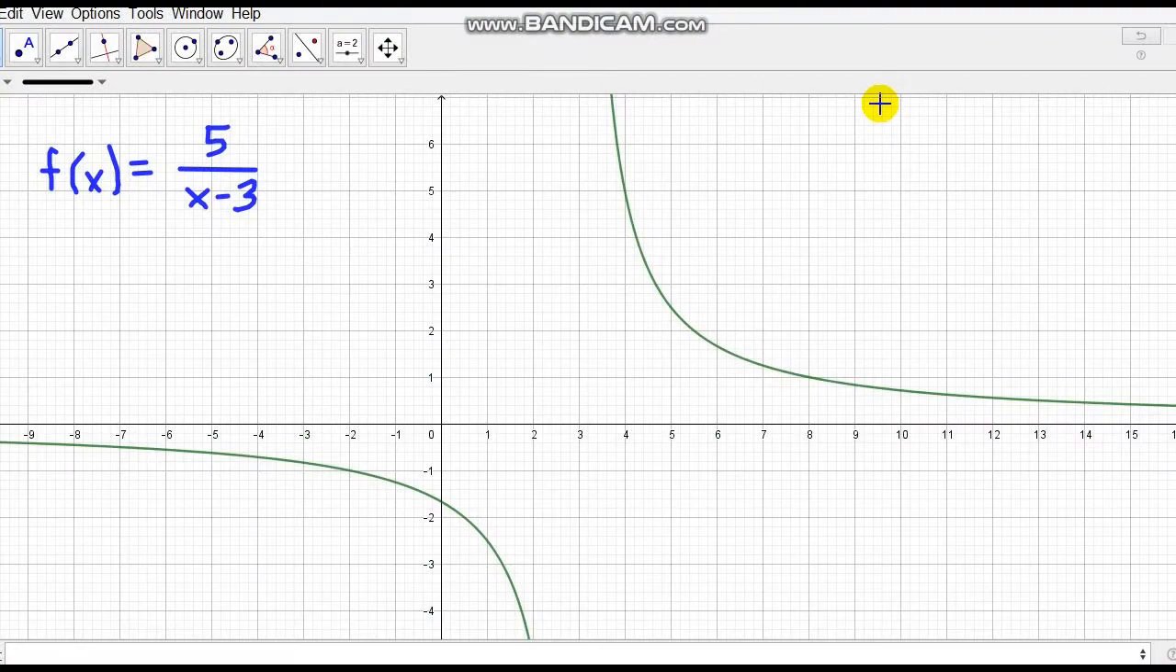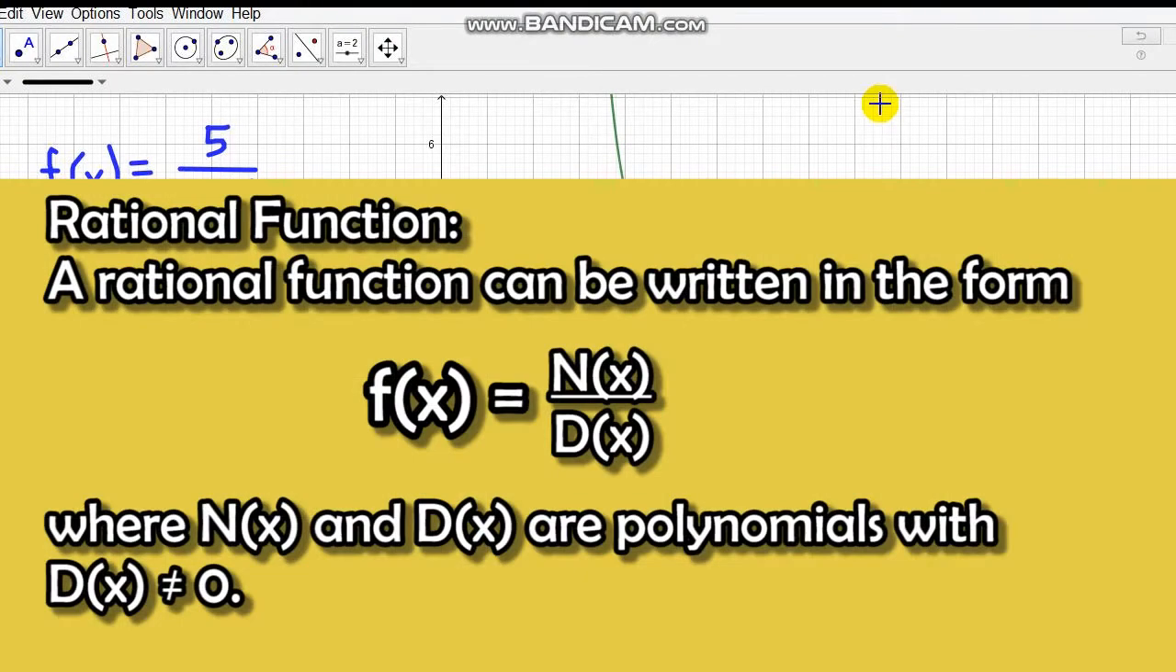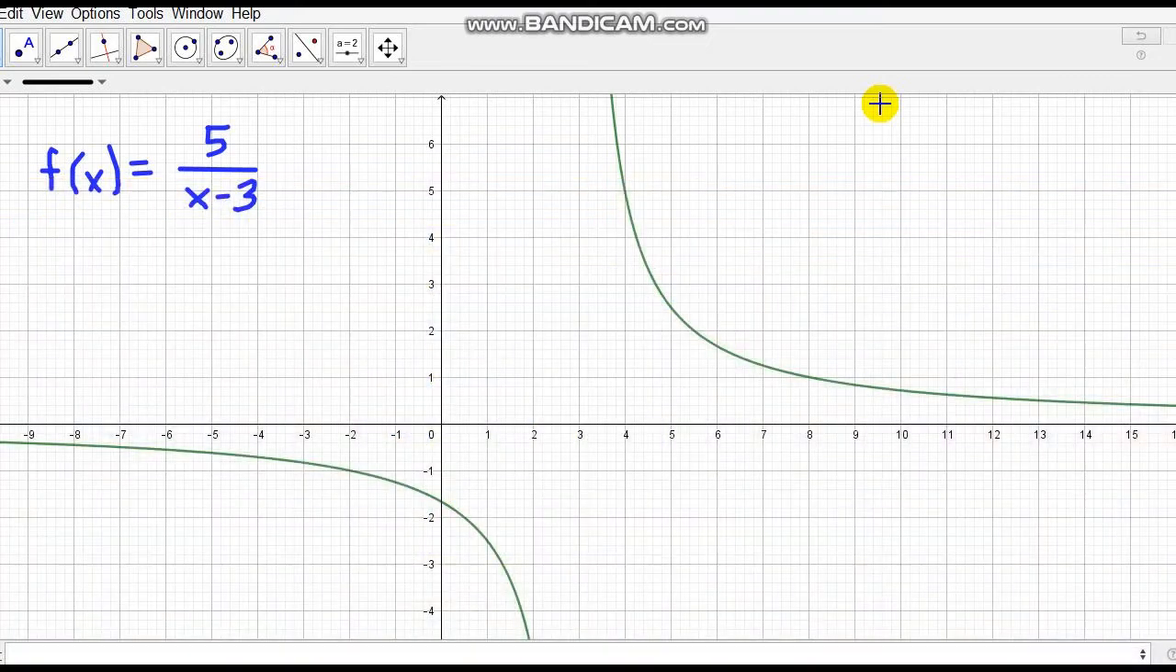Hey everyone, today we're going to discuss rational functions. A rational function can be written in the form f of x is equal to n of x over d of x, where n of x and d of x are polynomials. Basically, this is a function whose equation is a rational equation.